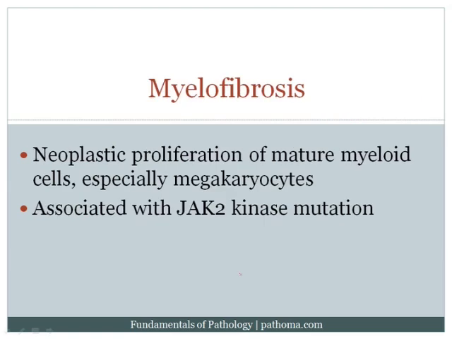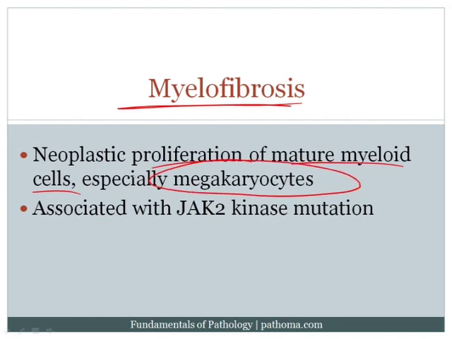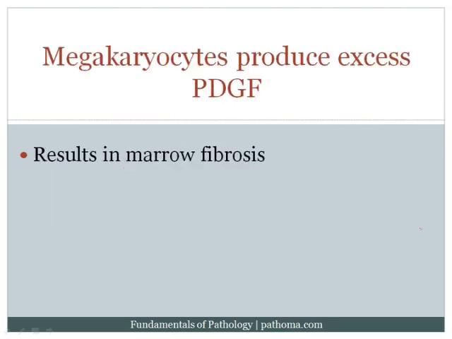The fourth of the myelodysplastic syndromes is myelofibrosis. In this particular case, we get a neoplastic proliferation of mature myeloid cells, particularly the megakaryocytes. Again, driven by a JAK2 kinase mutation. The megakaryocytes produce excess platelet-derived growth factor, and that platelet-derived growth factor then results in marrow fibrosis, which creates the classic myelofibrosis that we base the name of this disease on.